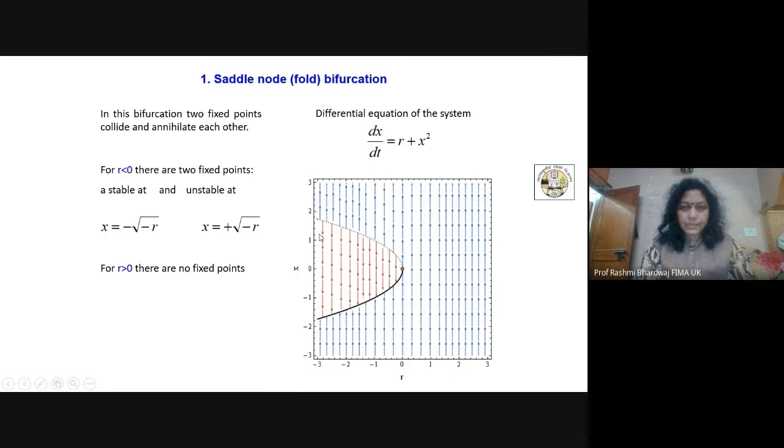See that since r is negative, the points are minus and plus the root of a negative quantity. With the negative root, you have a stable form up to here. But with the positive one, you have an unstable point. But if r is greater than 0, there are no fixed points. That's why you are not getting any point here. So here you have a fold bifurcation around the origin, if you are able to fold this. So this is a fold bifurcation example. You can see it directly.